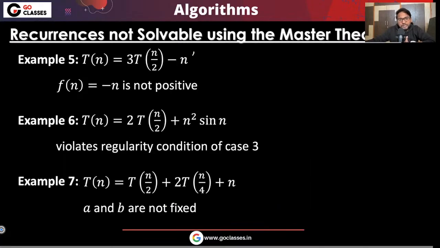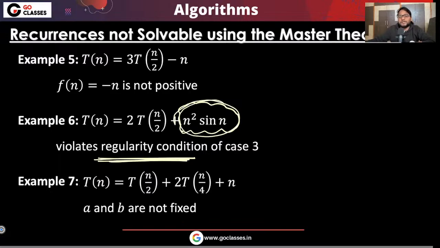Now, if this fn is not positive, you can't apply the Master's theorem. And there is something called the regularity condition. I'm not going to explain it in detail, but if this is some sine or cos, then you can't apply it because of the regularity condition. And if a and b are not fixed, in such cases also you can't apply the Master's theorem, right?